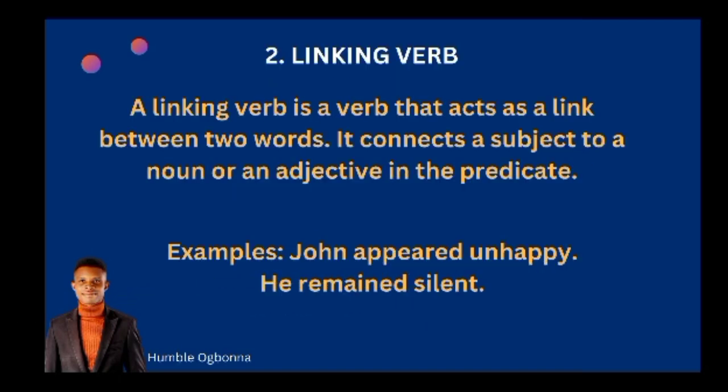Okay, so we have talked about action verbs. Now let us see linking verbs. A linking verb is a verb that acts as a link between two words. It connects a subject to a noun or an adjective in the predicate. Examples here are John appeared unhappy. He remained silent. The words appeared and remained here serve as linking verbs.